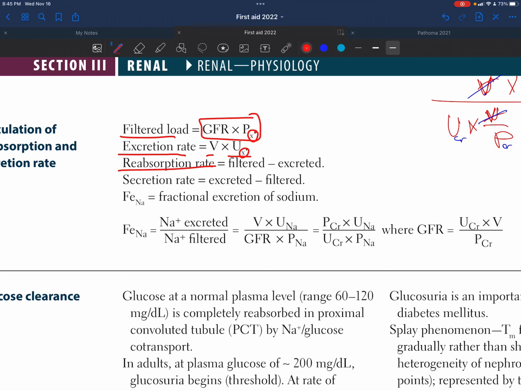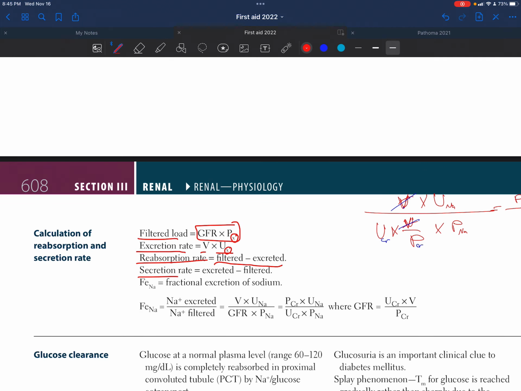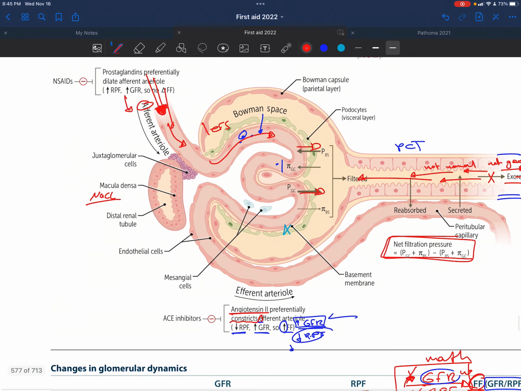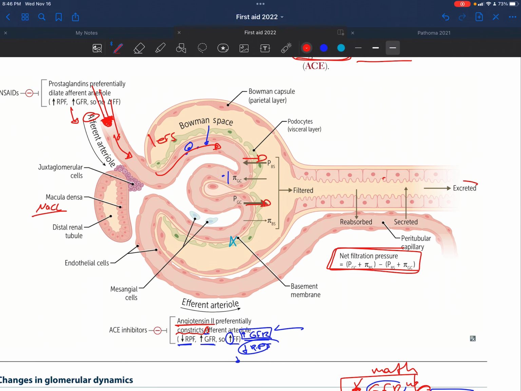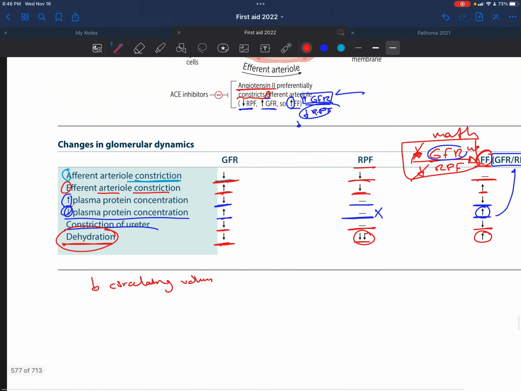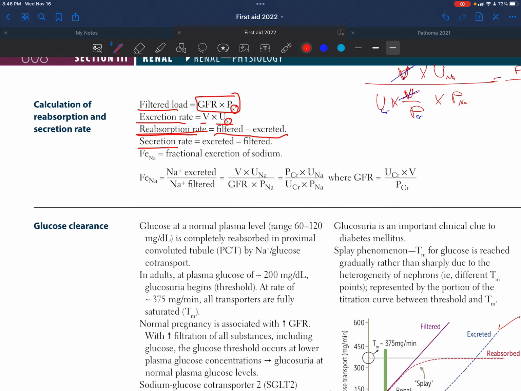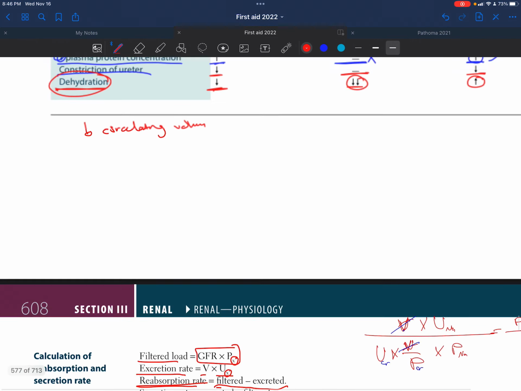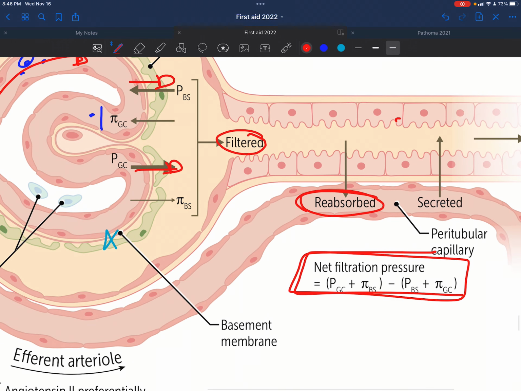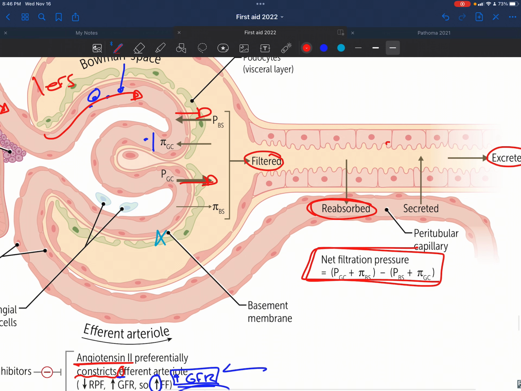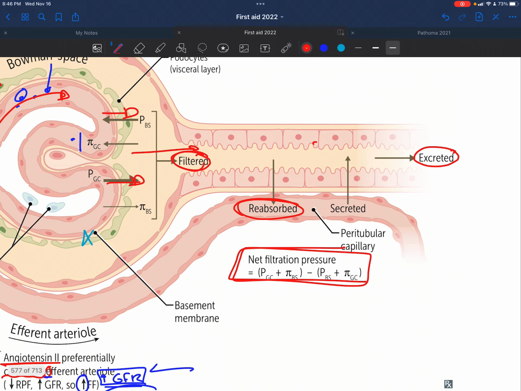We also have the reabsorption rate and secretion rate. So the reabsorption rate, if we take a look at this image again, is filtered minus excreted. So we're talking about this part, okay? This is excreted material and this is filtered material. And we were talking about the reabsorption rate. So that is the filtered minus the excreted. So the reabsorption, like how much we are reabsorbing of stuff from the urine into the blood, basically equals how much we have filtered from the glomerulus minus how much we excrete.